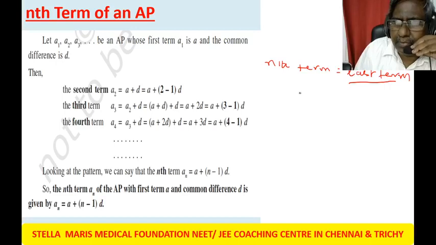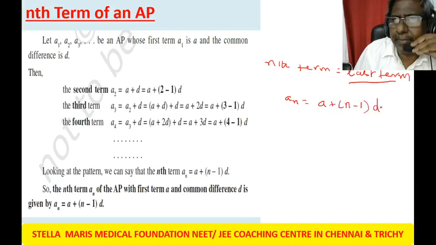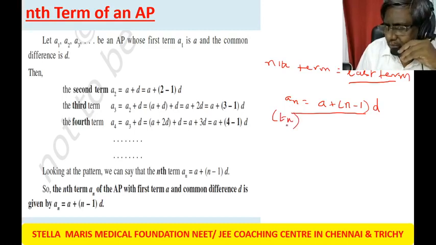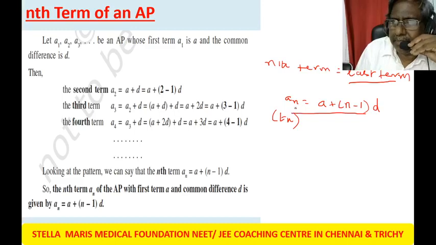See, the formula for the nth term: an is equal to a plus n minus 1 into d. In other terms we can also call it Tn instead of an, but anyway, we keep it as an. So the formula for the nth term, the last term, is a plus n minus 1 into d.